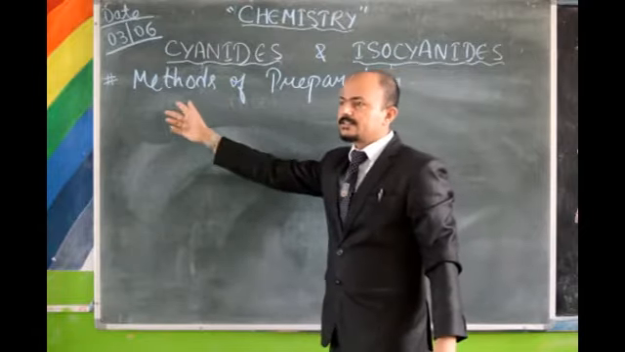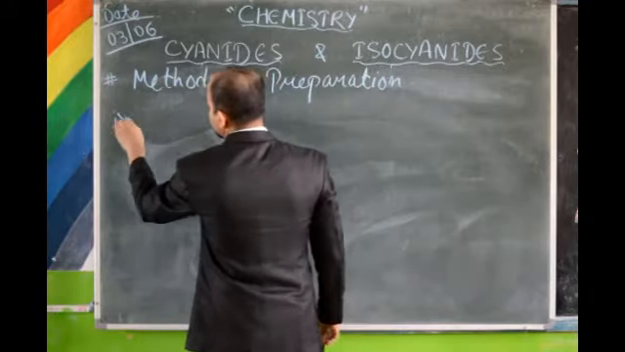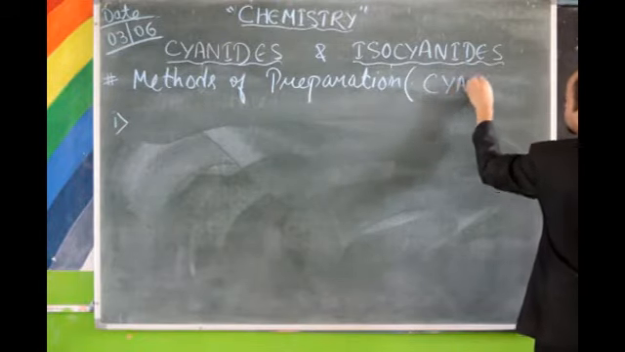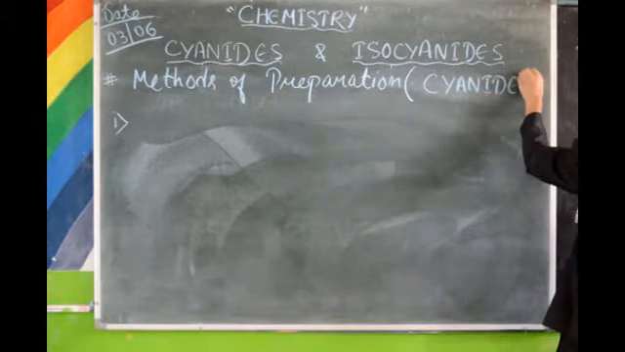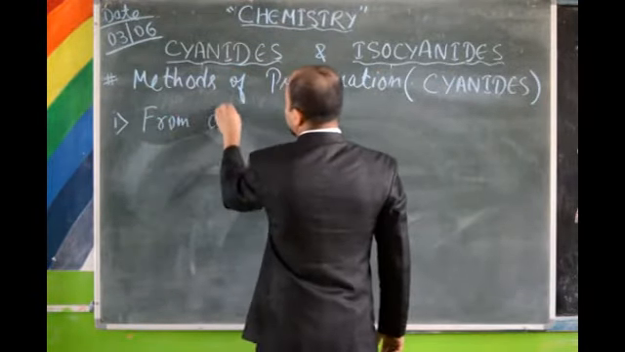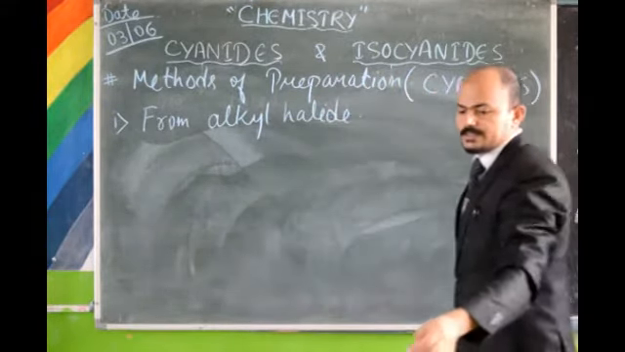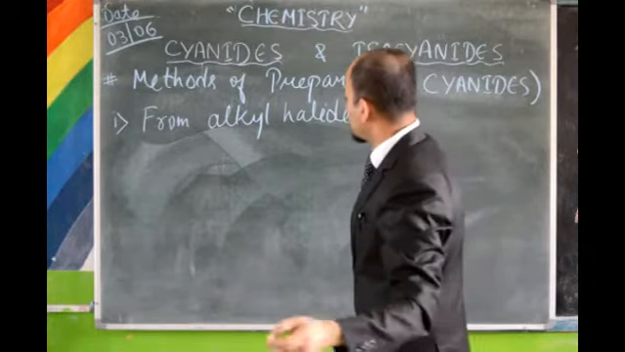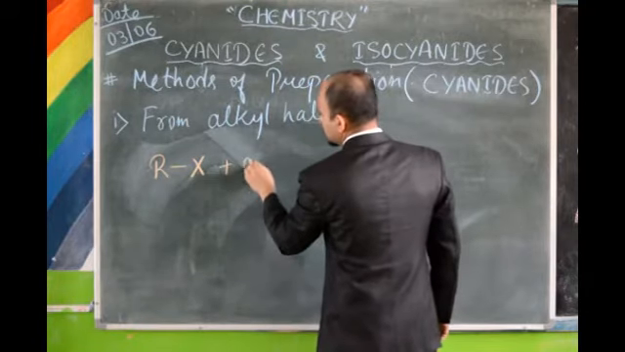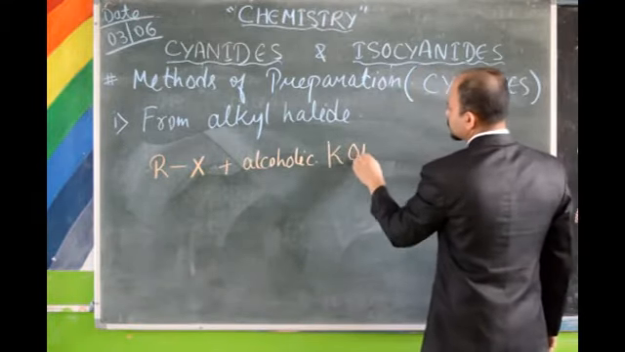In your syllabus you have two methods of preparation. We will be discussing cyanides first. The first one is from alkyl halide, and these reactions are very simple. Okay, please listen carefully. Alkyl halide can be represented as RX. Now, whenever RX is treated with alcoholic KOH, what will happen?